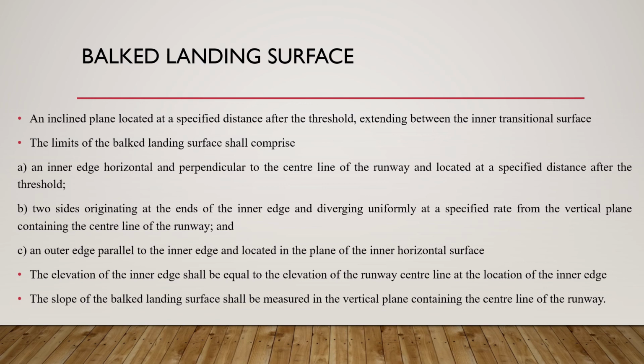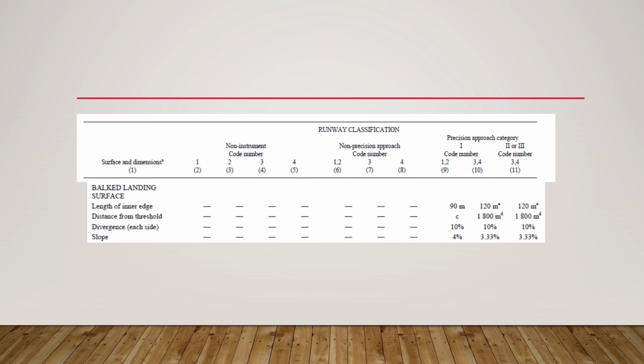Similarly, this surface will also have the elevation of the inner edge equal to the elevation of the center line of the runway, and the slope of the balked landing surface shall be measured in a vertical plane containing the center line of the runway. So the table here shows the dimensions of a balked landing surface which is located at a distance of 1800 meters from the threshold and diverges uniformly on each side by 10% with a slope of 3.33%. So these are the balked landing surface dimensions.